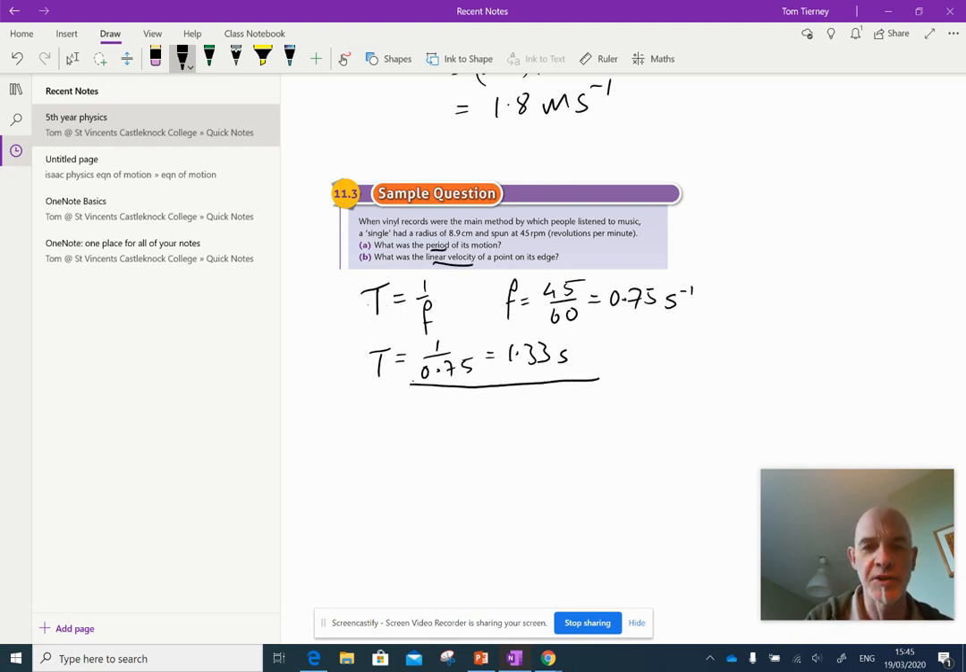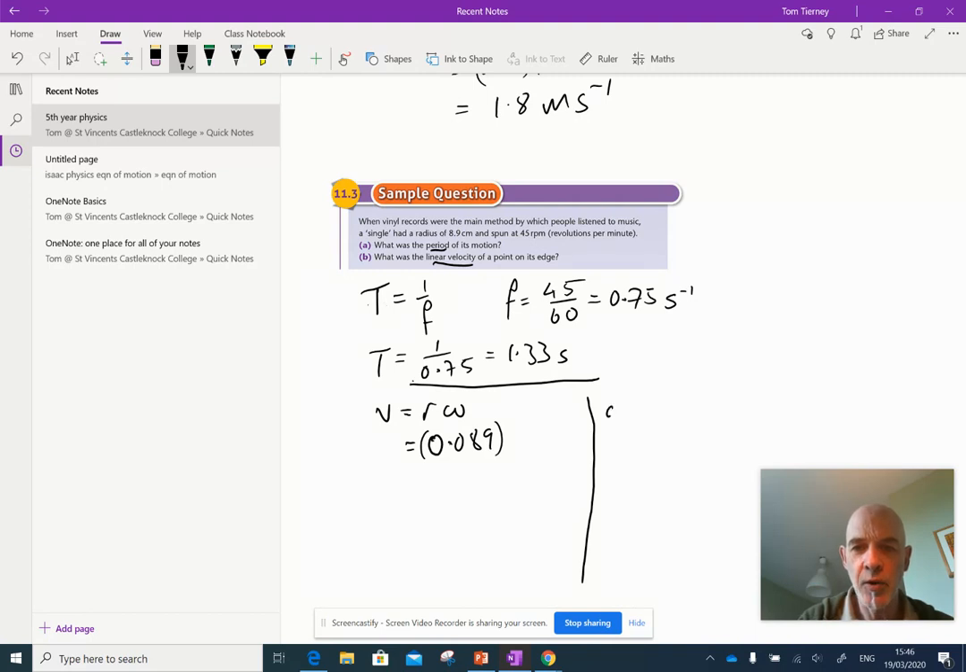So always start with your formula. If we're looking for linear velocity, the obvious formula is V equals R omega. I know the radius. We've just been told that the radius is 8.9 centimeters or 0.089 meters. Omega is the issue.